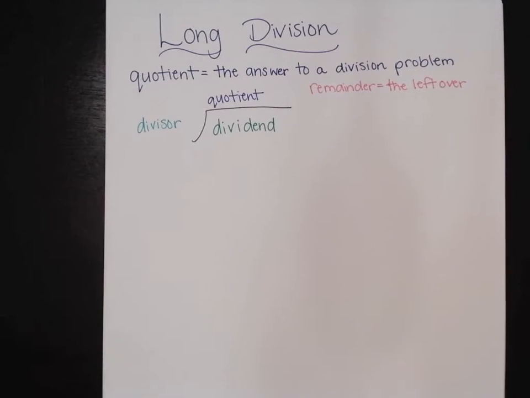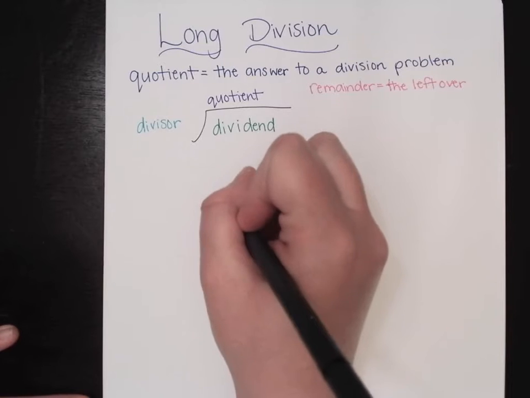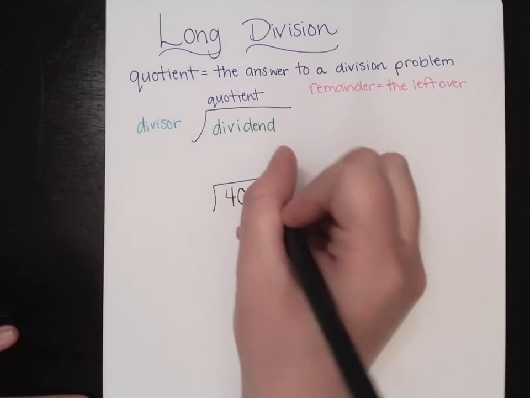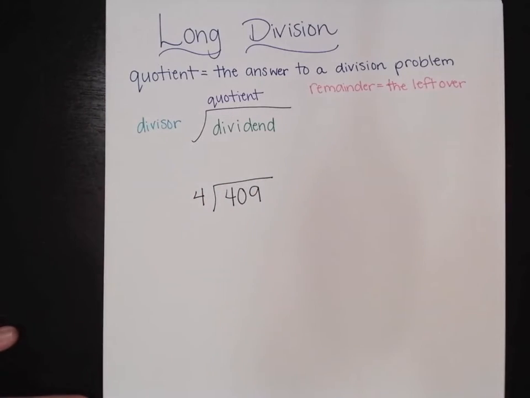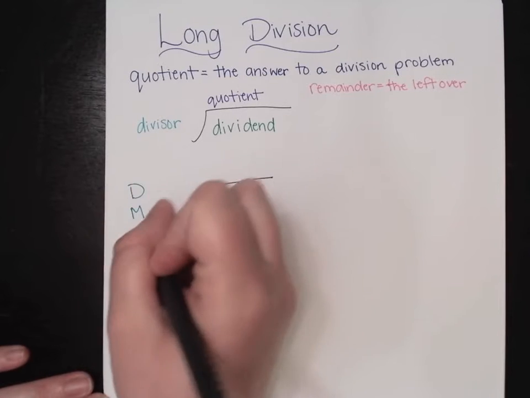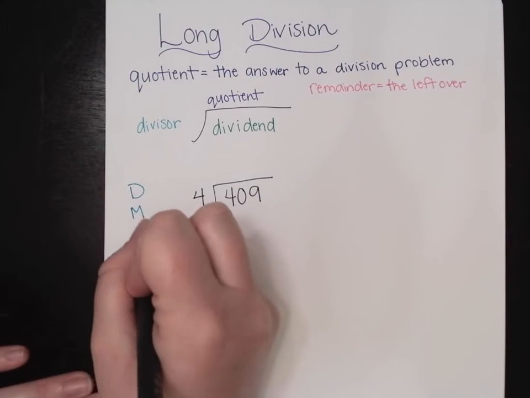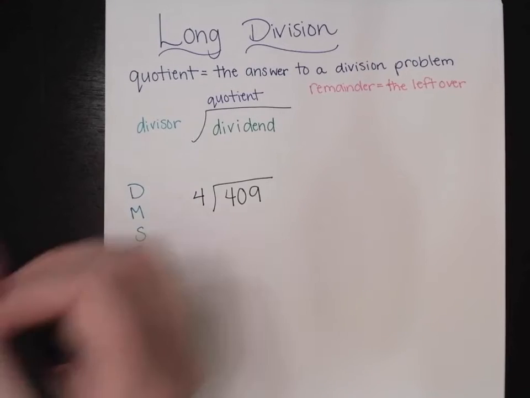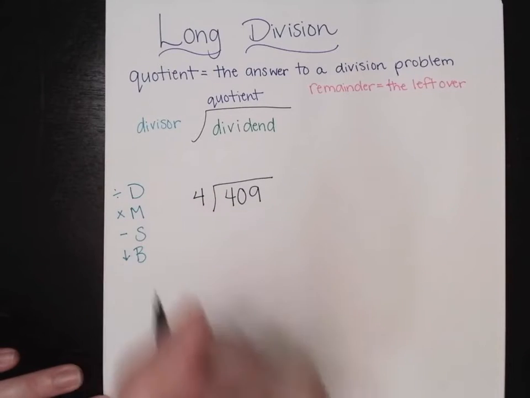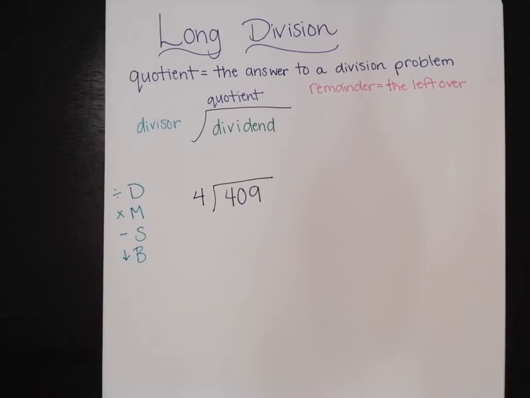So let's get started. The first problem is 409 divided by 4. Now, if you remember from earlier this year when we did long division, the first thing you need to do is set up your problem. So before you can start, we need to write our steps of long division on the left. So D for divide, M for multiply, S for subtract, and B for bring down or bring back up. So we have divide, multiply, subtract, bring down, or up. Don't you forget your division dance that we learned earlier this year.